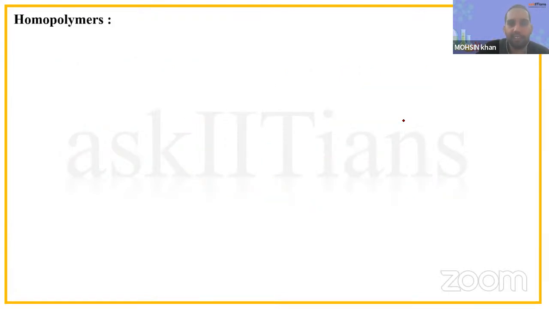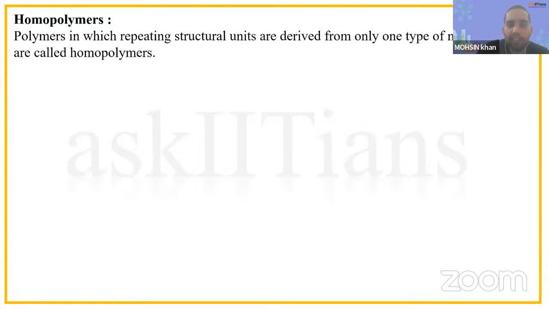Moving on to the next, we have two types of polymers again based on the types of monomeric unit: homopolymer and copolymer. In homopolymer, we have the same repeating unit, derived from only one type of monomeric unit. When we have only one type of monomeric unit, those polymers are termed homopolymer.